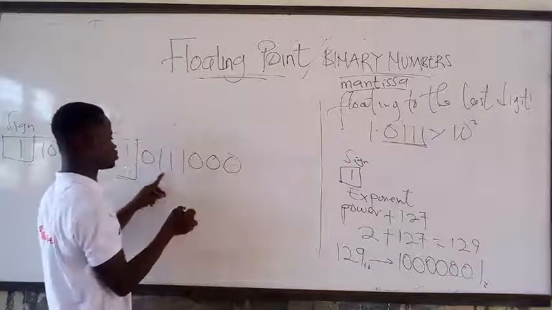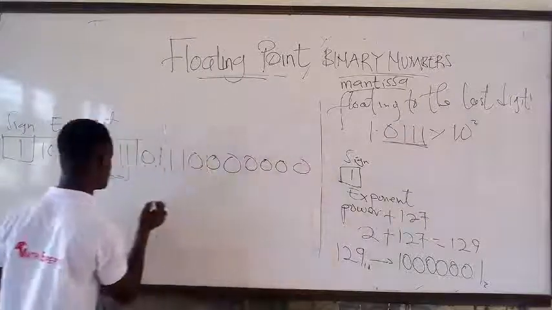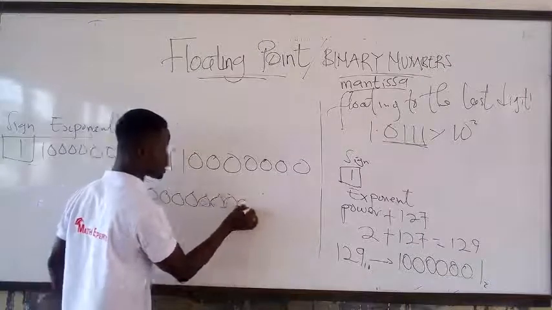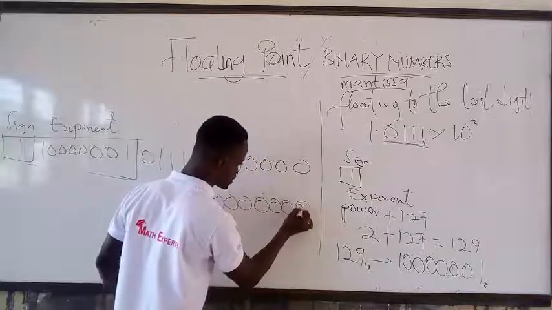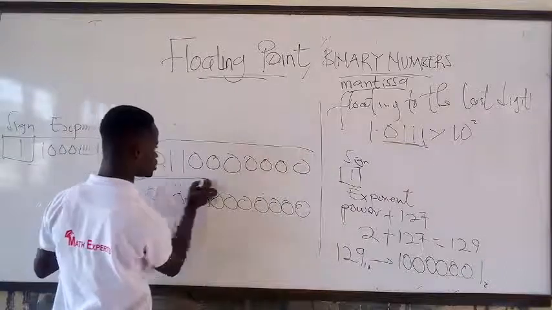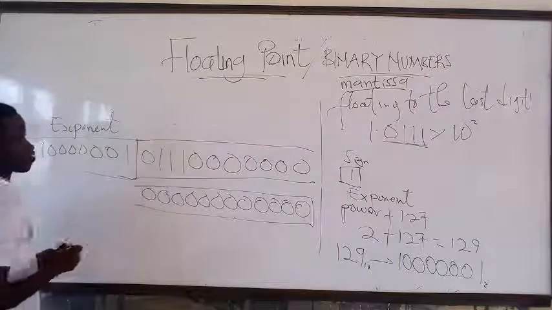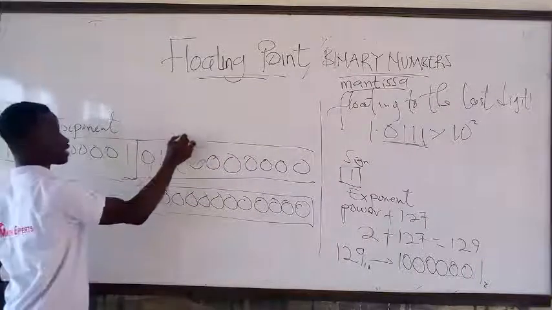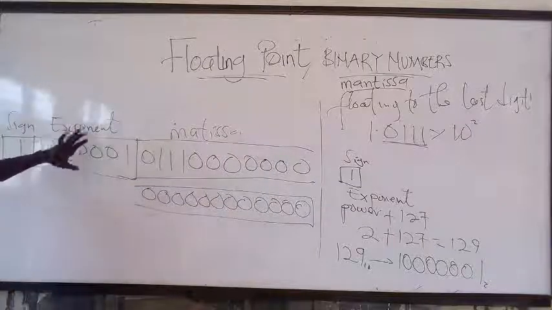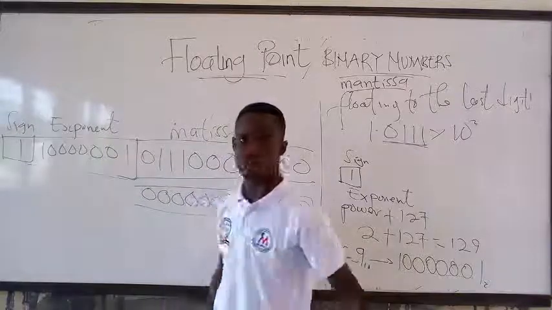1 2 3 4 5 6 7 8 9 10 11 12, 13, 14, 15, 16, 17, 18, 19, 20, 21, 22, 23. Yeah, so now that we have the 23, that means that this is going to be our mantissa. So we have the mantissa here, the sign and exponent. Alright, so that brings the end of this question. We will look at question 2 right now.